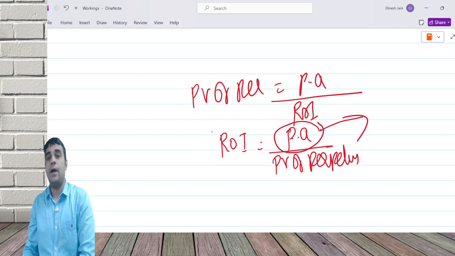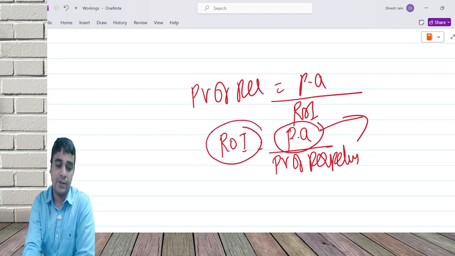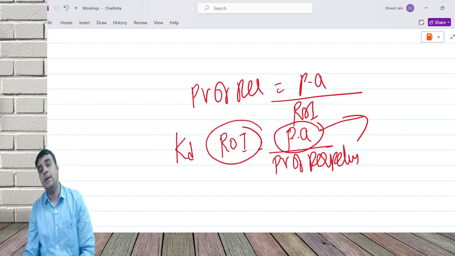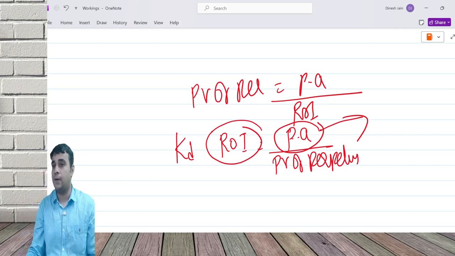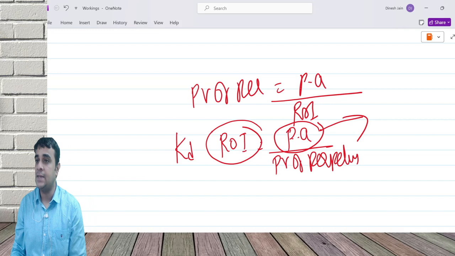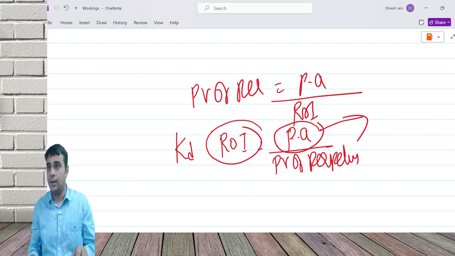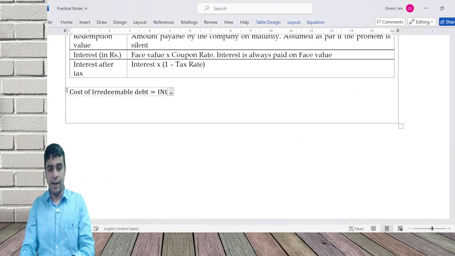So present value of perpetuity is equal to perpetuity amount divided by rate of interest. Rate of interest is technically called cost of debt, the short form is KD. Cost of debt is equal to perpetuity amount, which is technically interest after tax, divided by present value of perpetuity, which is today's value of the debenture. Now write the formula: interest after tax.